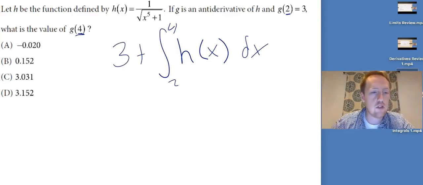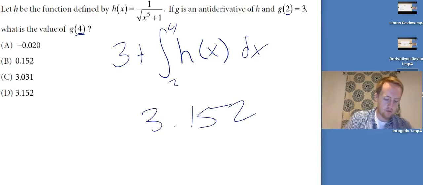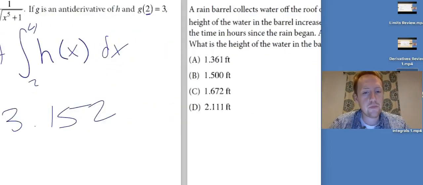Now if I look at the answer choices right now, I've got a pretty good hunch that it's D, just because they're 3 apart. And in fact, when you go into the calculator and do this integral and add 3, you get 3.152. I talked about that when I was giving you multiple choice tips. Remember, you can sometimes get the answer just by recognizing they're the initial value apart. So we can be mindful of that, but knowing how to do the calculus is always better.